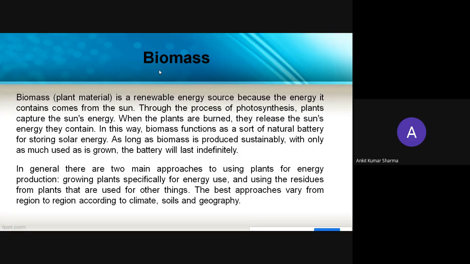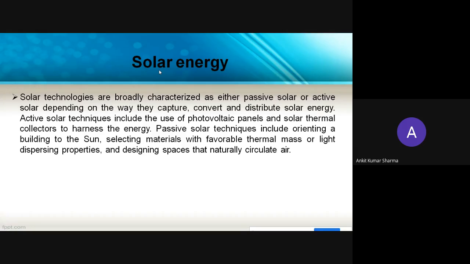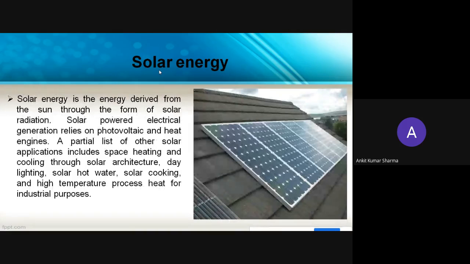That was the basic concept about solar technology that we have studied. So what is solar energy? Solar energy is energy derived from the sun in the form of radiation. We can use the heat energy directly for applications like solar hot water, solar cooking, and such high temperature process heat. And we can use solar energy to generate electricity by using photovoltaic cells.